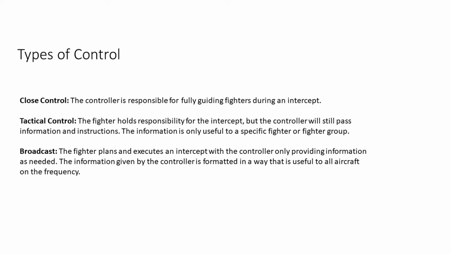And finally, we have broadcast control. In broadcast, the fighter's planning and executing the intercept. The controller's providing information, but the information is being given from a particular reference point called the bullseye, or the bulls. It's going to be a reference point laid out that all the fighters are aware of, so everyone in the area is able to use that information.